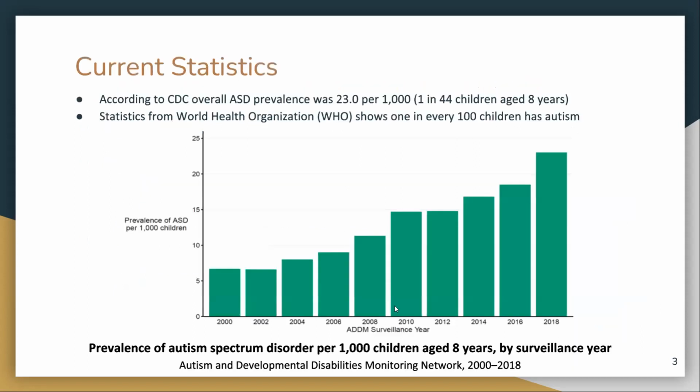Now, we look into the current statistics of autism spectrum disorder. Autism in the United States has increased by more than 200% from 2000 to 2018. In 1998, the Centers for Disease Control began monitoring the prevalence of autism spectrum disorder and the traits of children with ASD in the United States. According to the report from 2018, one in every 44 children has autism. Currently, more than 3.5 million Americans are living with an autism spectrum disorder.